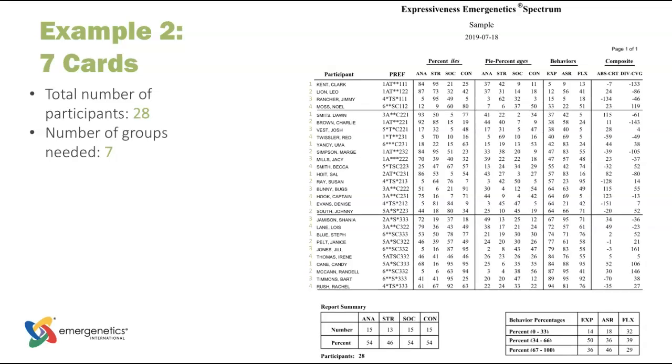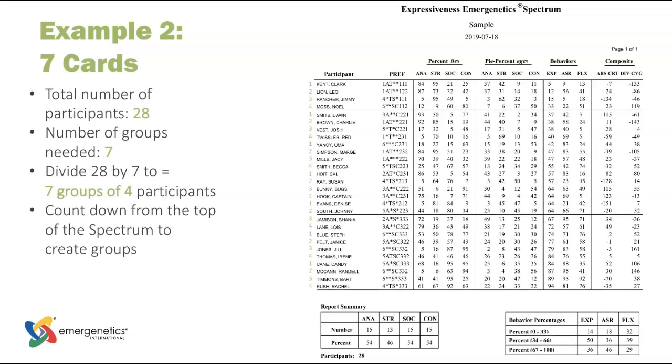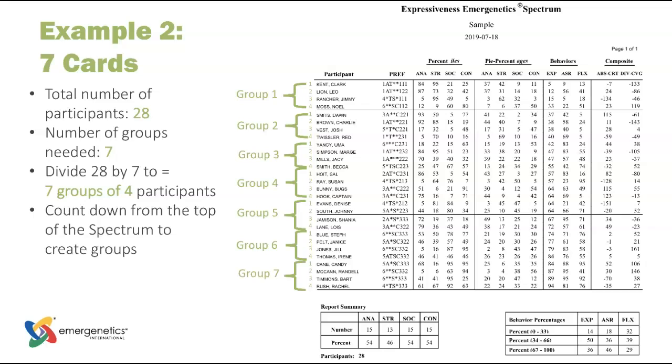Here's another example using all 7 cards referencing the same spectrum of 28 participants. To make 7 groups, I'll divide 28 by 7, resulting in 7 groups of 4 participants. Then I count down the spectrum to make groups of 4 participants.